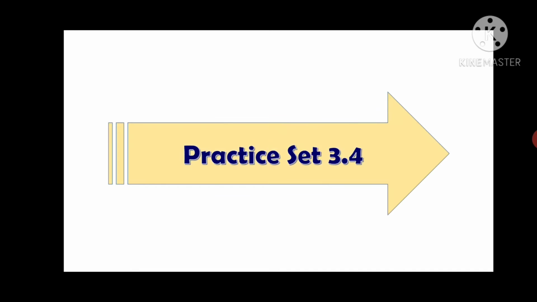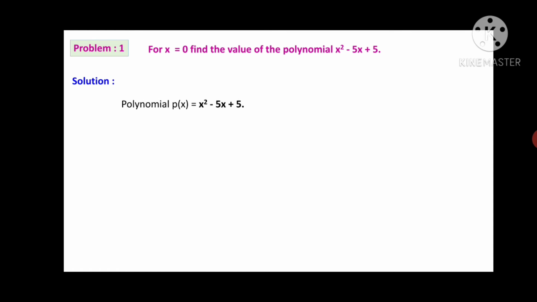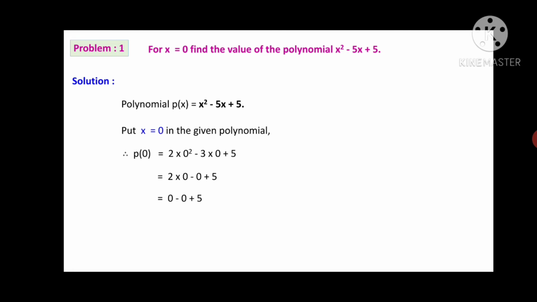Let us start with practice set 3.4. For x equal to 0, find the value of the polynomial x square minus 5x plus 5. Friends, here it is given that polynomial p of x is equal to x square minus 5x plus 5. Put x equal to 0 in the given polynomial. Therefore, p of 0 is equal to 2 into 0 square minus 3 into 0 plus 5, as x is replaced with 0. So here we will get 2 into 0 square is 0, minus 3 into 0 is 0, plus 5. Therefore, 2 into 0 is 0, 0 minus 0 plus 5, the result is 5. Therefore, you can write p of 0 will be equal to 5.